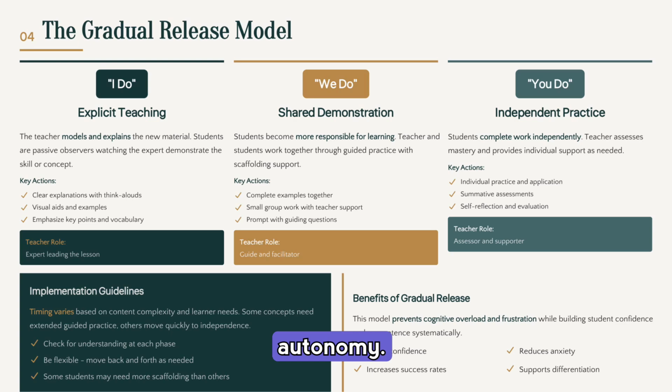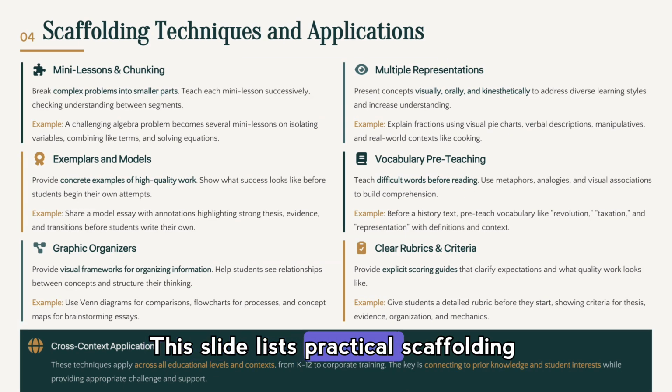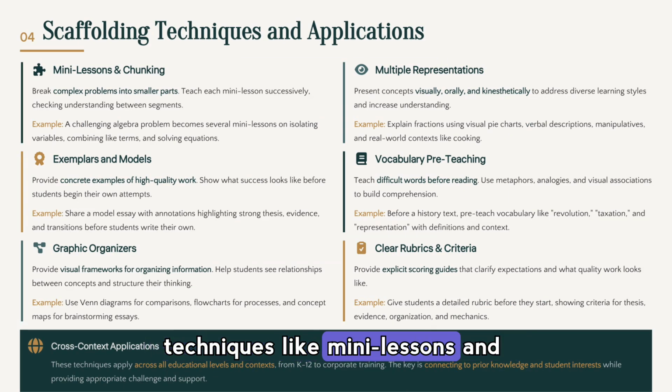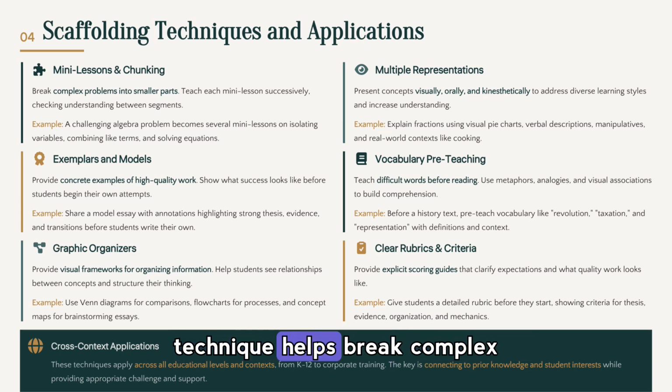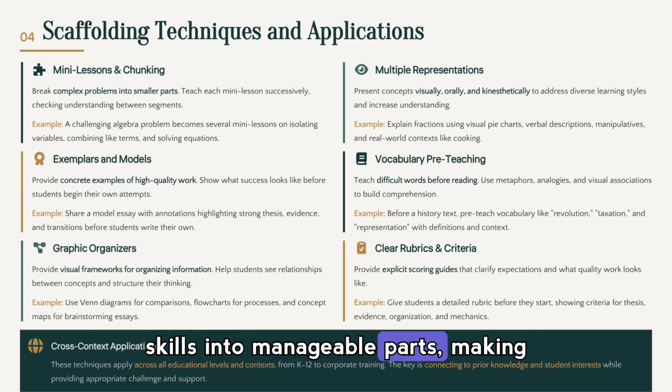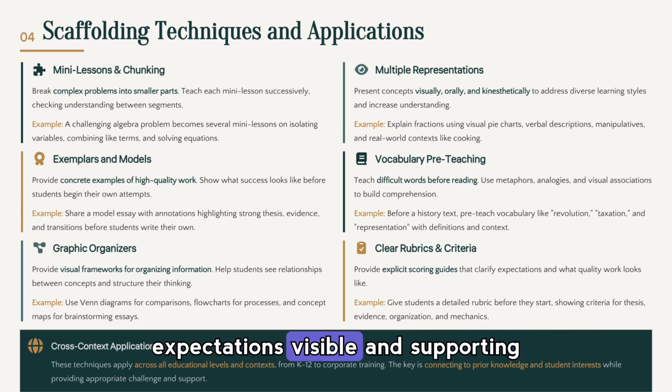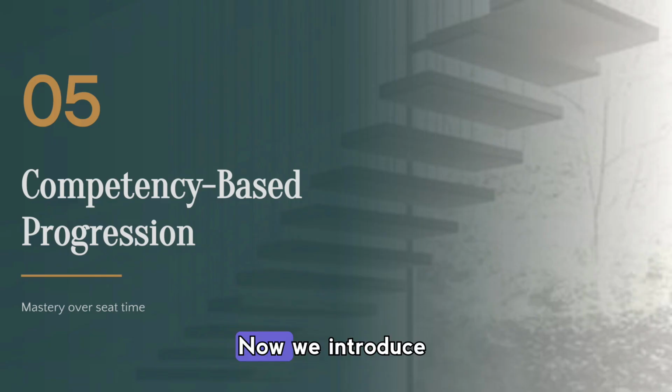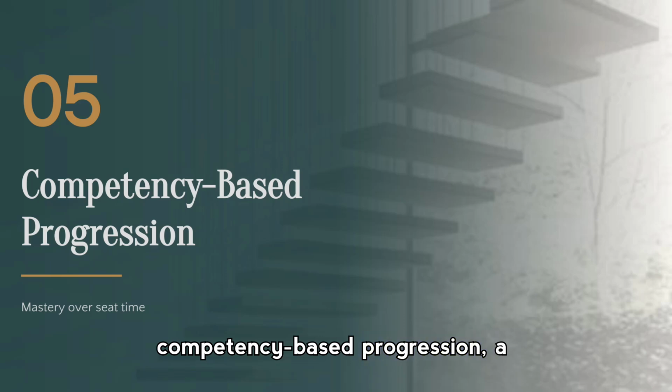This slide lists practical scaffolding techniques like mini-lessons and chunking, exemplars and models, graphic organizers, multiple representations, vocabulary pre-teaching, and clear rubrics. Each technique helps break complex skills into manageable parts, making expectations visible and supporting diverse learners across contexts from K-12 classrooms to workplace training. Now we introduce competency-based progression, a shift from seat time to demonstrated mastery.